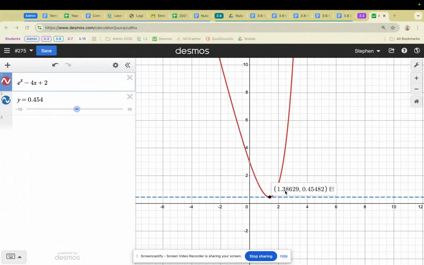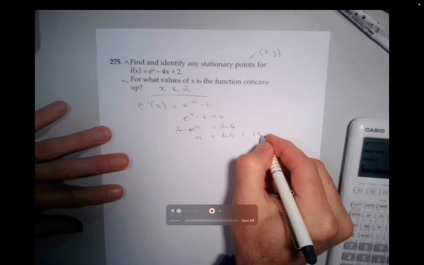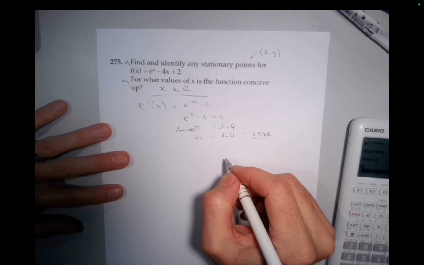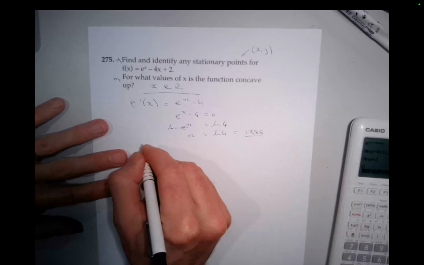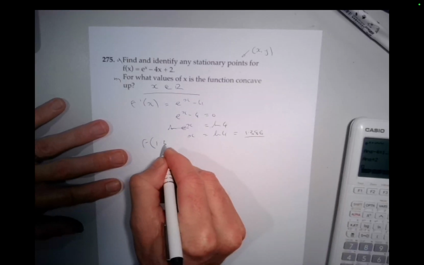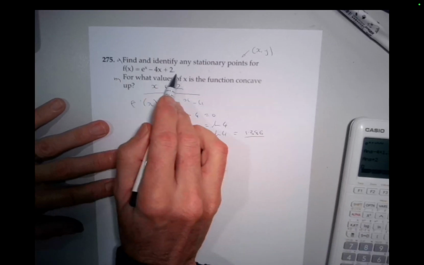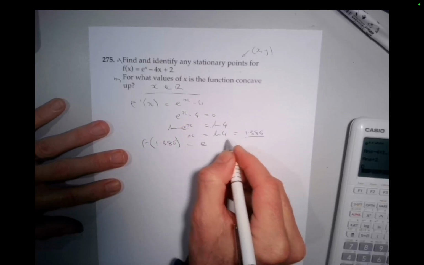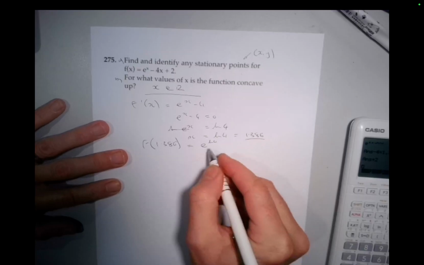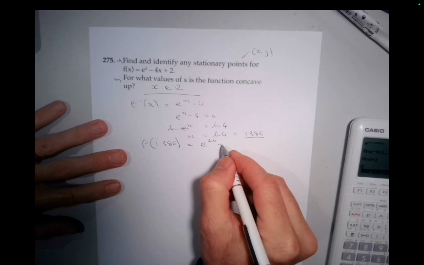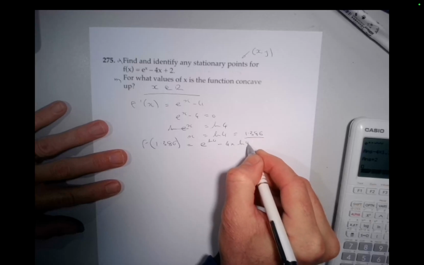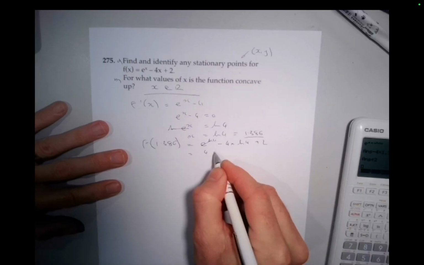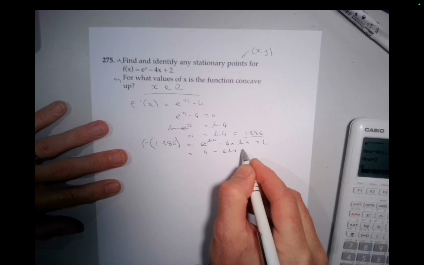And officially that is 1.386. We'll just call that 1.386. So that's the x coordinate. Let's find the y coordinate. If I plug 1.386 into this function here, that's like saying natural log 4, isn't it? Okay, that's the shorthand for that. Minus 4 times natural log 4 plus 2. That there cancels out to be 4. So 4 minus 4 natural log 4 plus 2.